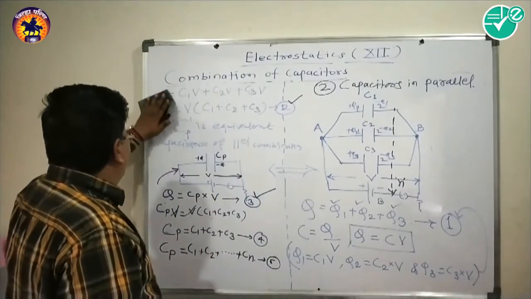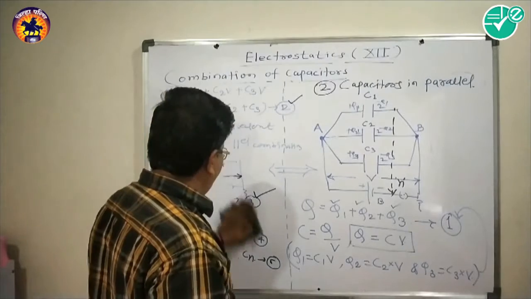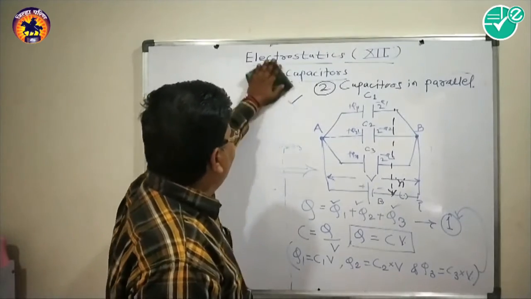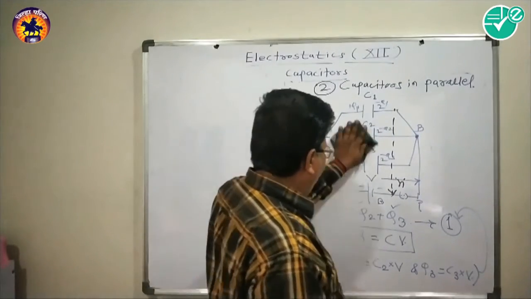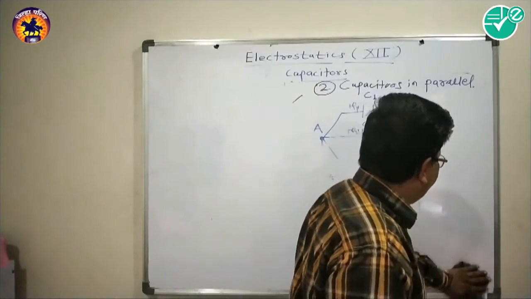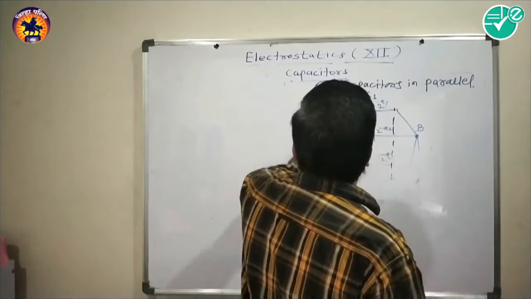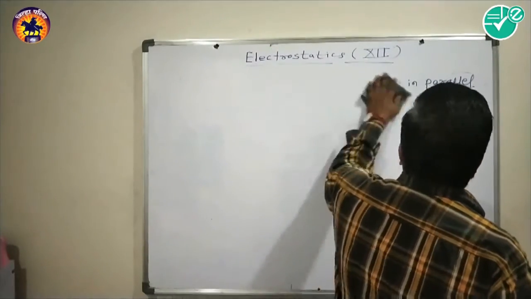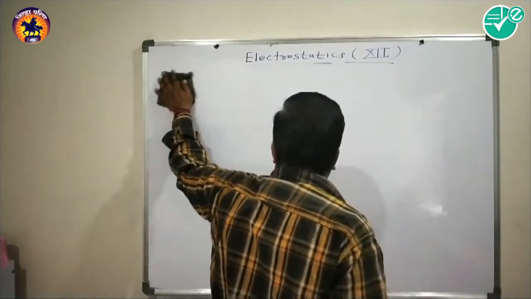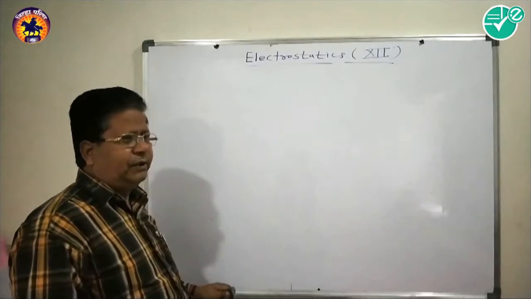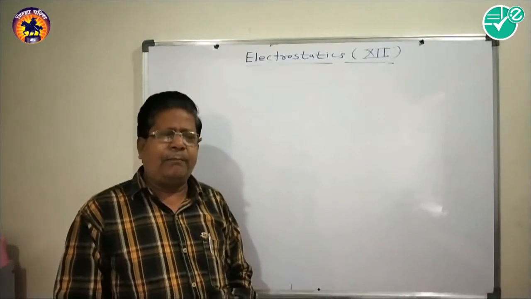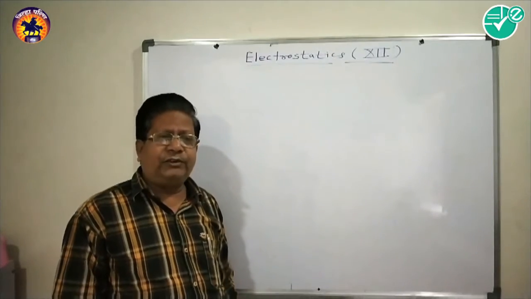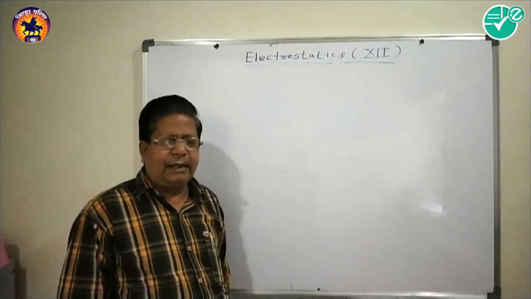So, in today's lecture, we have discussed the combination of capacitors, and the combination may be series combination or parallel combination of capacitors. But sometimes it is required in an electrical circuit to connect some capacitors in series and some capacitors in parallel. That means in some electrical circuits we have to use a combination of series and parallel capacitors.